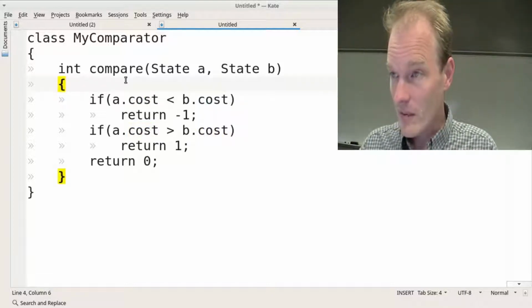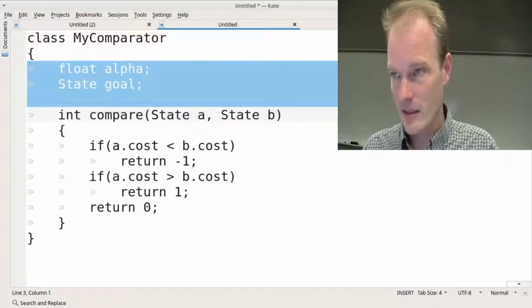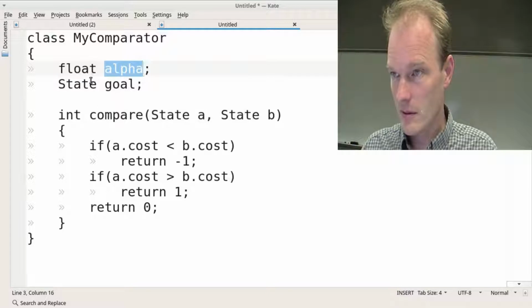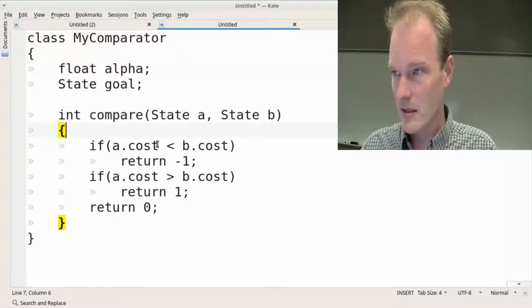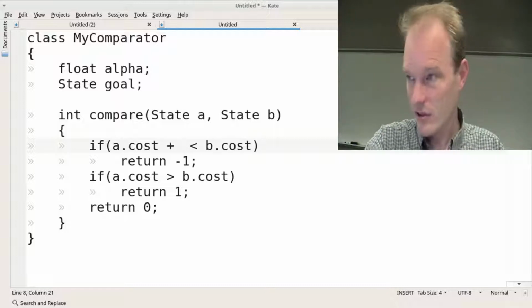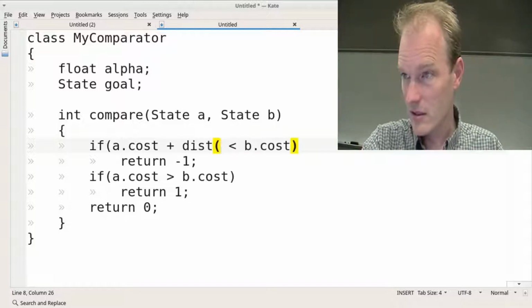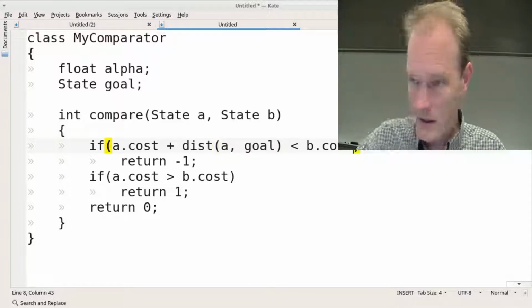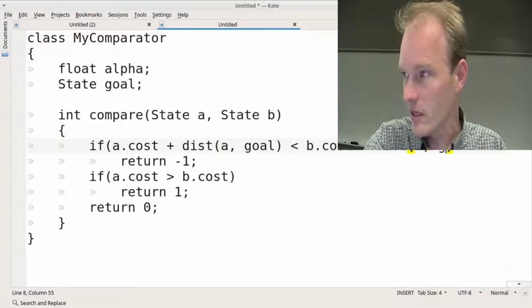So let's now do the heuristic. I'm going to pretend I know these things. I'm just going to add into here plus distance between A and goal, and plus distance between B and goal.